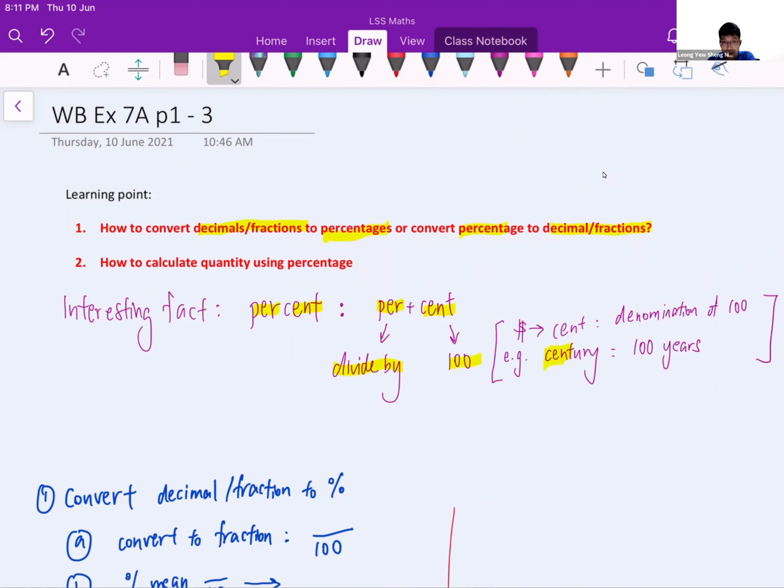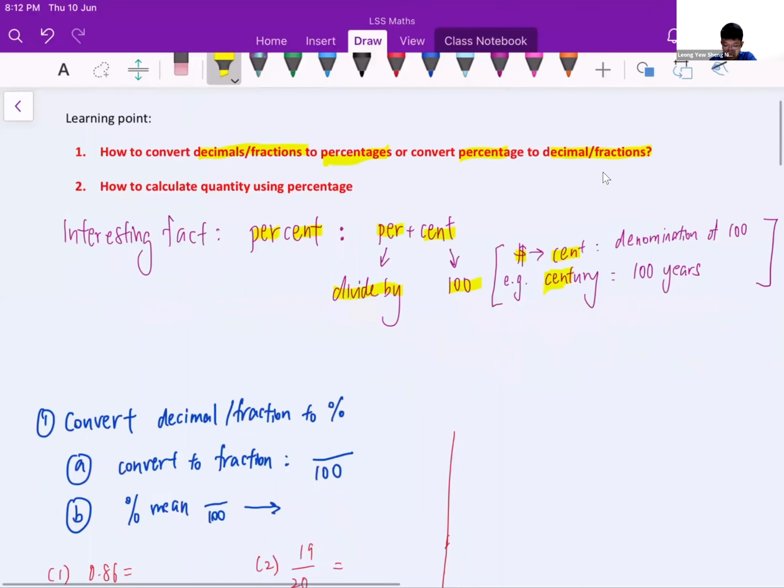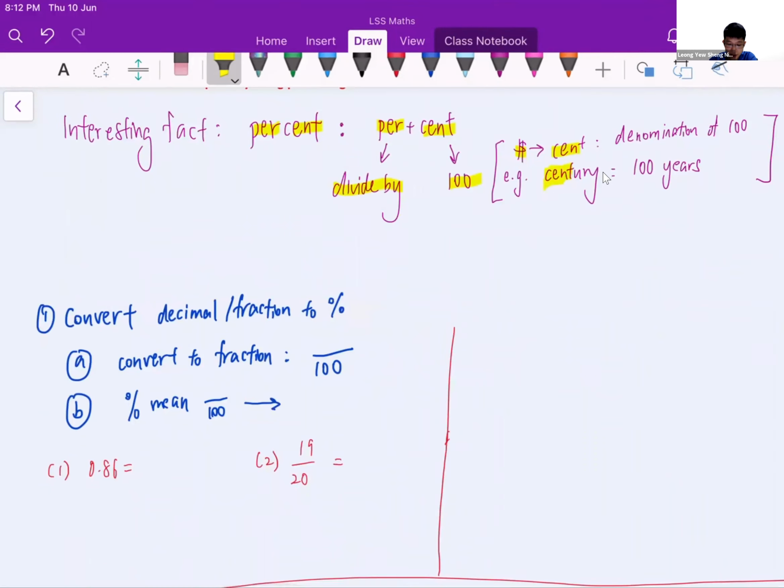Why? Because if you recall, century means 100 years. And for example, our money, when we talk about cents, it's in the denomination of 100. So that's why whenever we convert decimals or fractions to percentage, we always put it over 100. When we want to convert decimals and fractions to percentage, our first step will always be to convert it to fractions, which is something over 100.